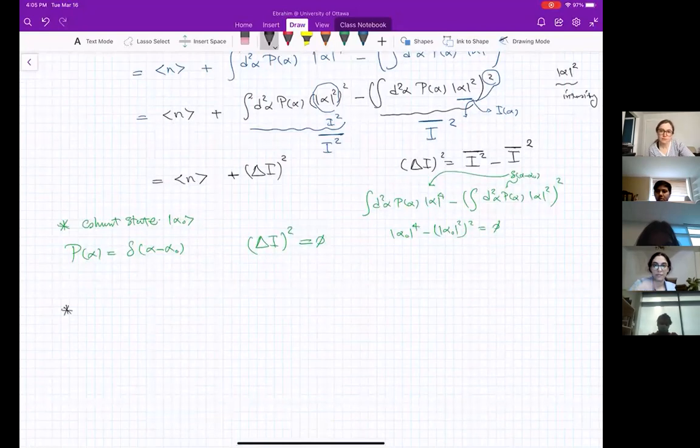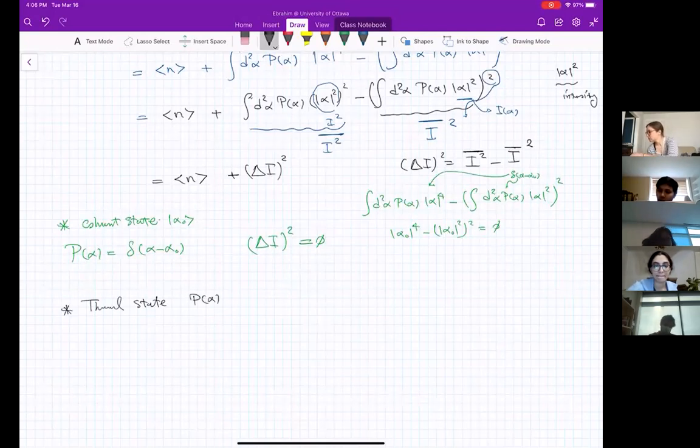What else? Nazanin, what is the next statistic that we have to look at? Thermal state. What is the probability distribution for the thermal state? It is P(α). I think you were not here when I gave this example, because we solved this for a detector. It is given by 1 divided by π n̄, e to the power of minus α squared divided by n̄. I think it was something like that.